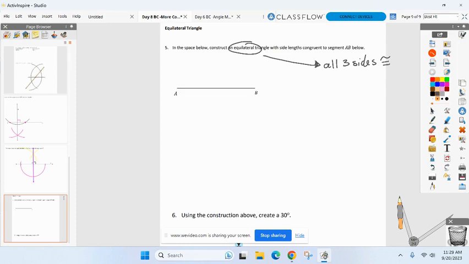But you have to use your compass. I can't use my ruler and say, this is 7 inches, so I'm going to measure 7 inches, 7 inches. I need to use my compass here. So how do I use my compass? All 3 lengths have the same length as AB.